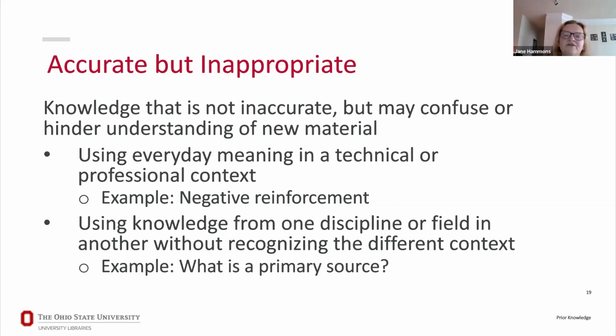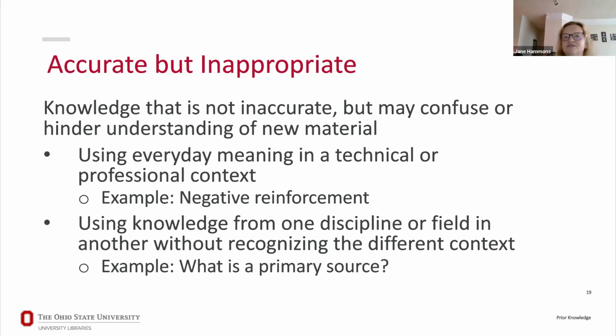An example that they give in How Learning Works is the concept of negative reinforcement. There's a popular understanding of the term negative reinforcement as being punishment. But in psychology, negative reinforcement actually is removing something. So you remove a negative influence to get someone to do something. The popular understanding of the term is directly opposite from the actual meaning when it's used in the context of psychology. But if students come in with that popular understanding, they may struggle to make that switch and recognize what it actually means in that particular context.